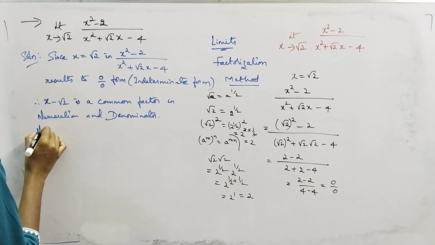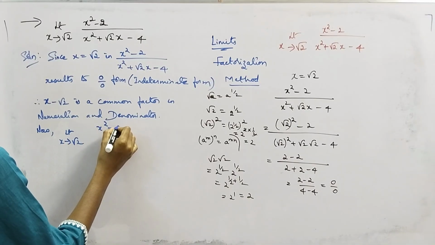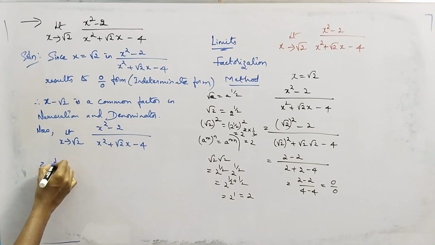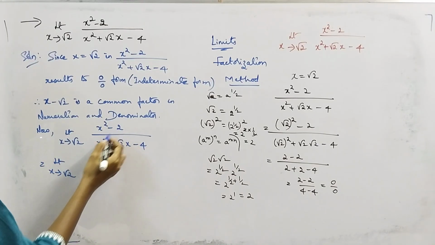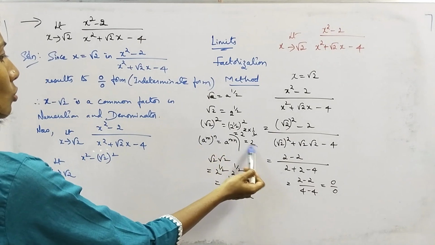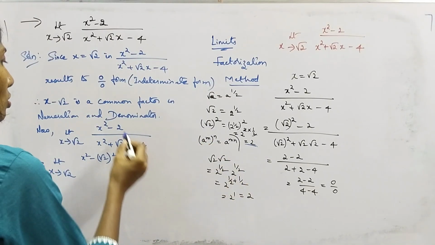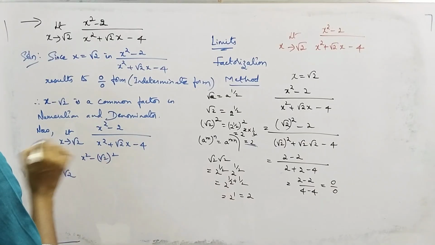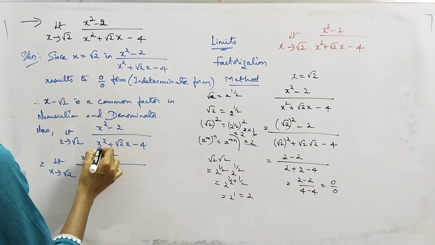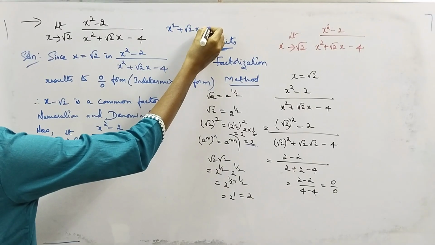Okay. Now coming to the problem, limit x tends to root 2, (x square minus 2) by (x square plus root 2 into x minus 4). So we can write this 2 as root 2 whole square, since root 2 whole square is 2, right? We can just replace 2 by root 2 whole square. Okay, we have changed nothing. Now let's find factors of this polynomial x square plus root 2x minus 4.